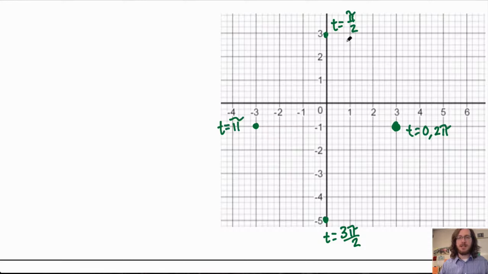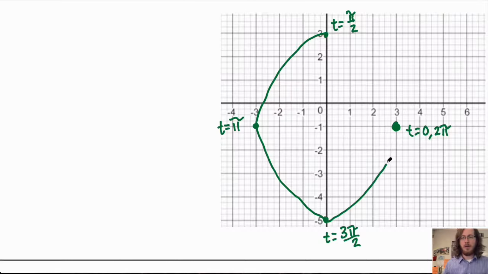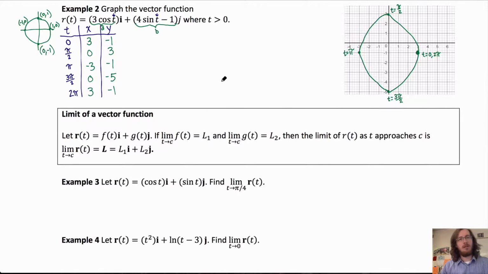Okay, so we get this. Knowing that these are sine and cosine functions, they're going to be curves and not straight line segments. But we're going to get this elliptical shape here. Not the best rendering, but you get the idea. We've got this circular elliptical graph here from our vector valued function.